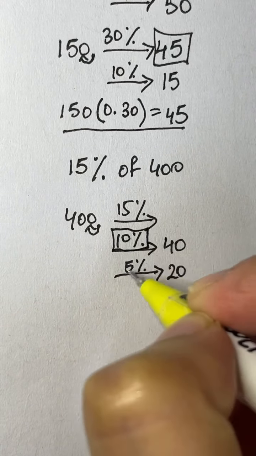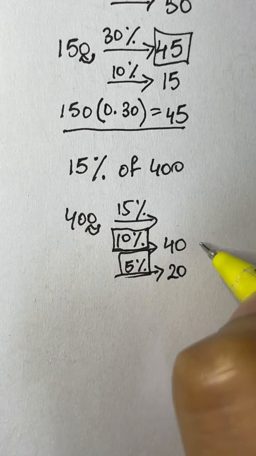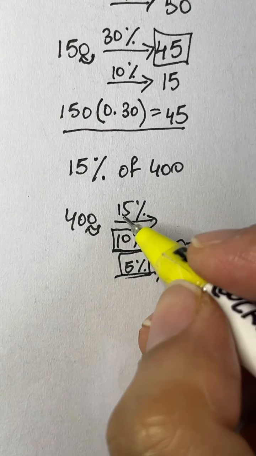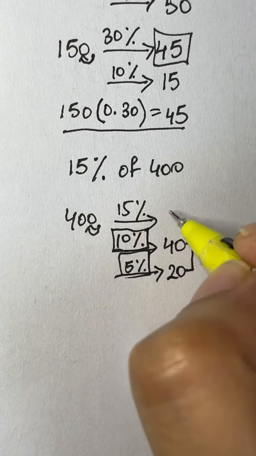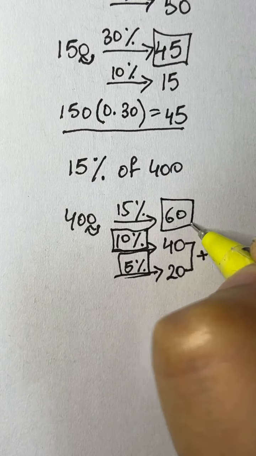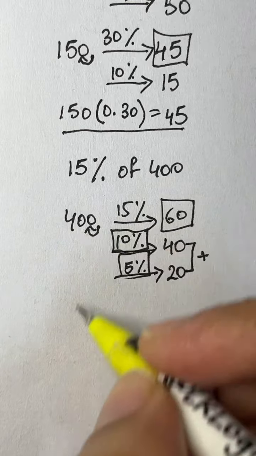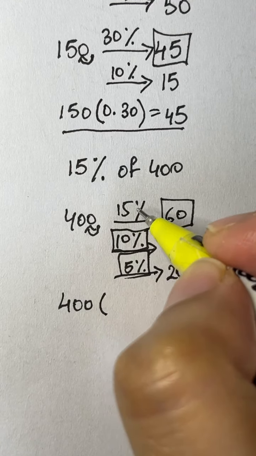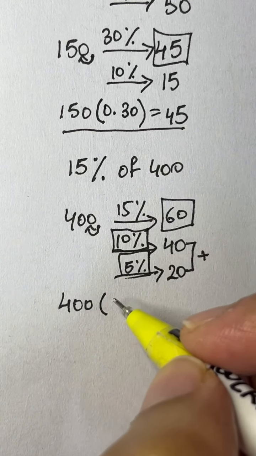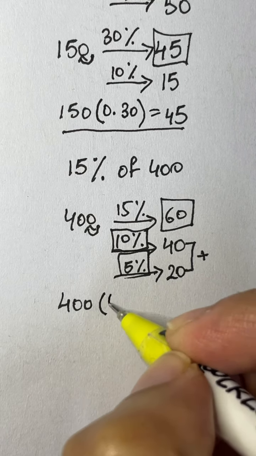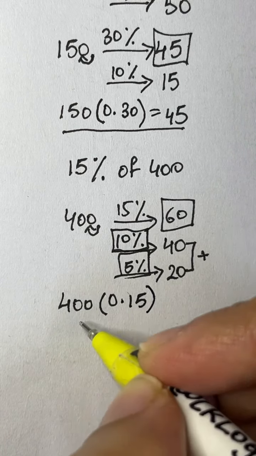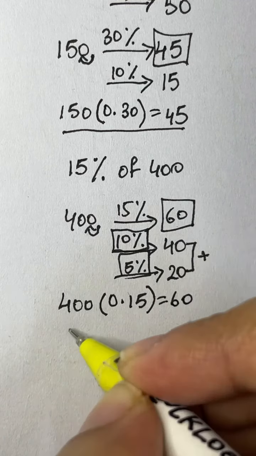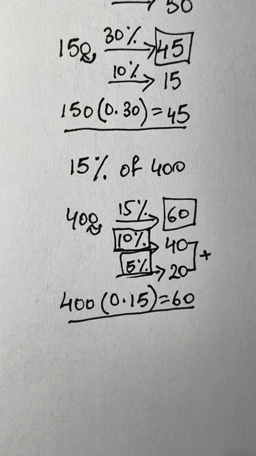And now for 15%, what do we do? We add 10% and 5%. 10 plus 5, 15. So 40 plus 20 will give you 60. So 15% of 400 is 60. Okay, you can even check in your calculators. Just insert the number 400 and put this percent number in the form of decimal. 15% in terms of decimal is 0.15. So when you insert 400 times 0.15, you're going to get your answer in the calculator. That's 60. Okay, let's see another question.